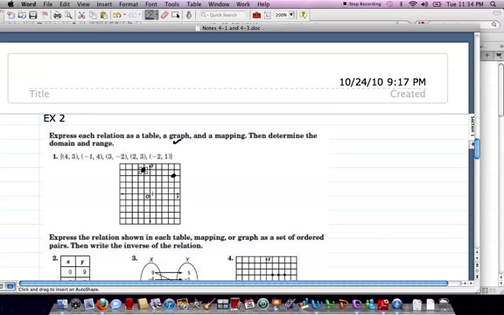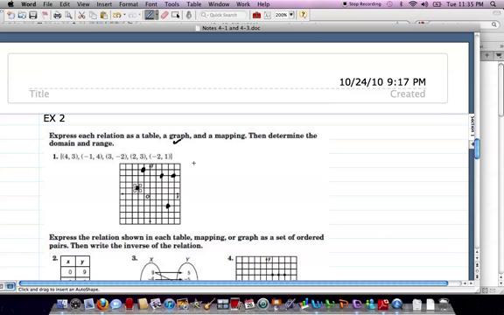3, negative 2. I go to the right 1, 2, 3, and I go down 2. There we go. That would be in quadrant 4. 2, 3, if this is my origin, 1, 2, up 3, 1, 2, 3. That would be in quadrant 1. And finally, I have negative 2, 1. I'll go over to negative 2 and go up 1, and that would be in quadrant 2. Alright, so we know how to graph it.